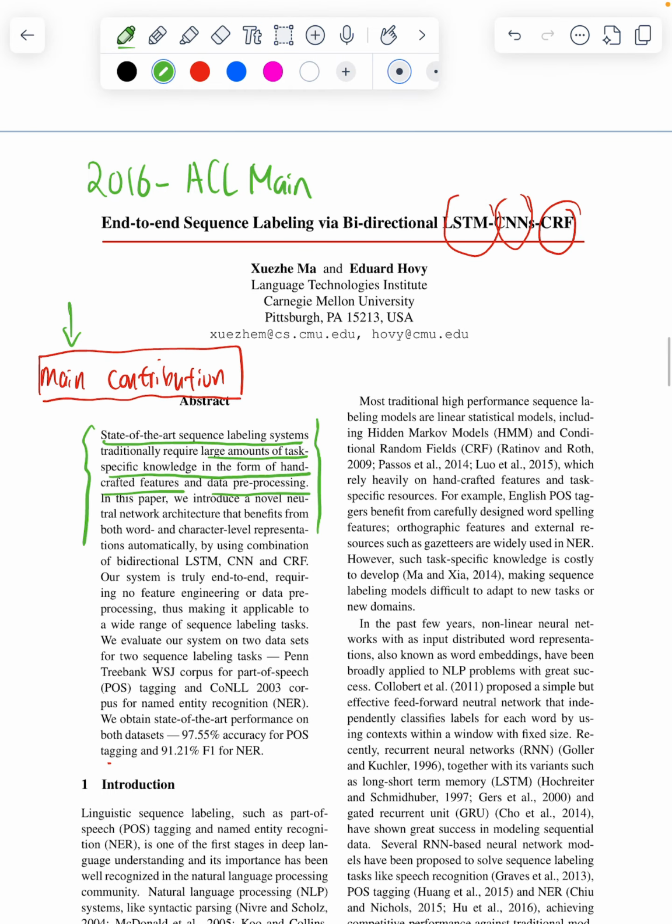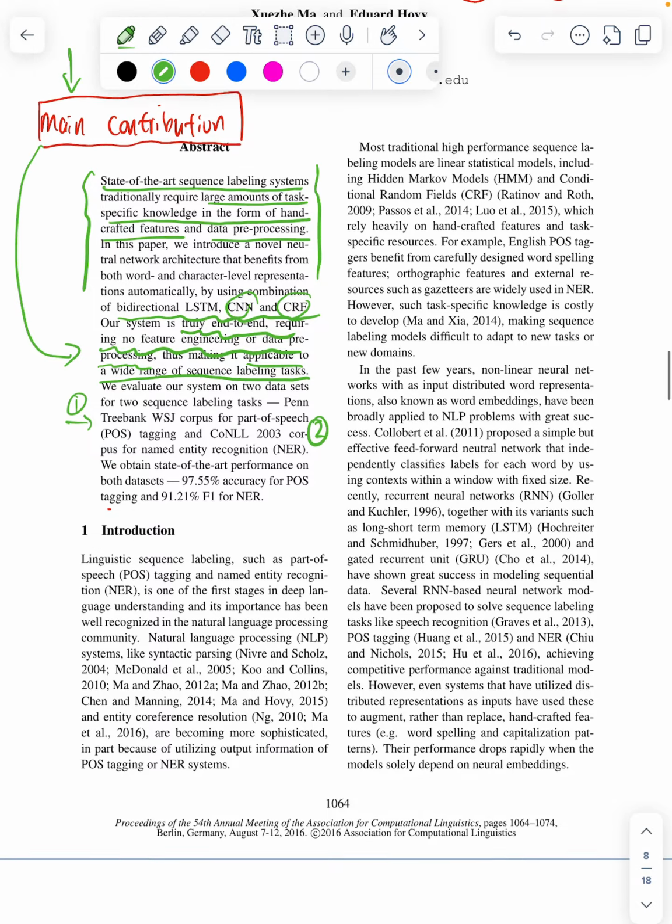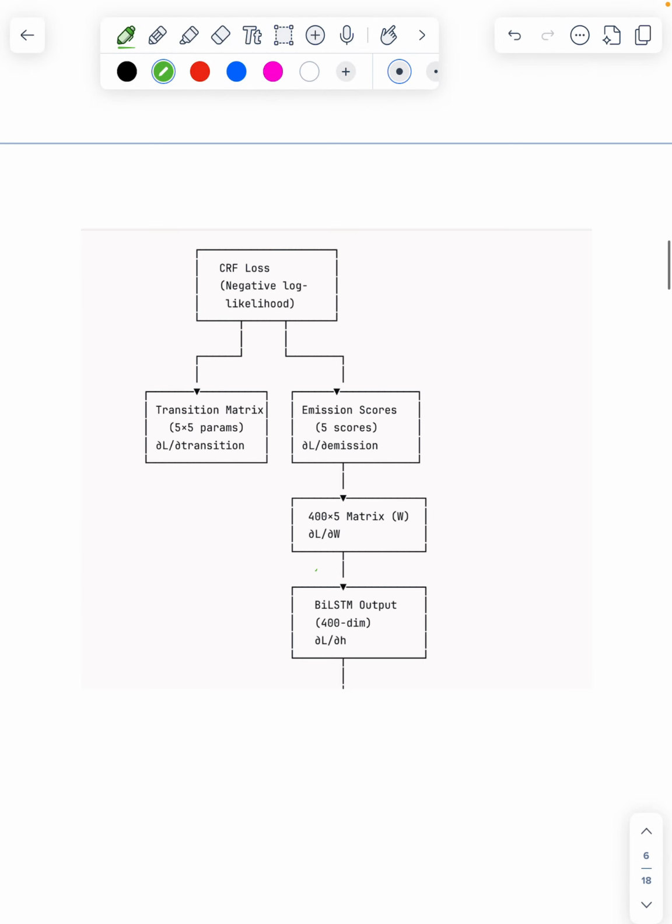So they created an architecture pipeline using Bi-LSTM, CNNs, and CRF. Their main contribution is that their system is truly end-to-end, requiring no feature engineering or data pre-processing, and therefore it's applicable to a wide range of sequence labeling tasks. The two datasets that they use are the WSJ Penn Treebank and the CoNLL 2003 corpus for NER.